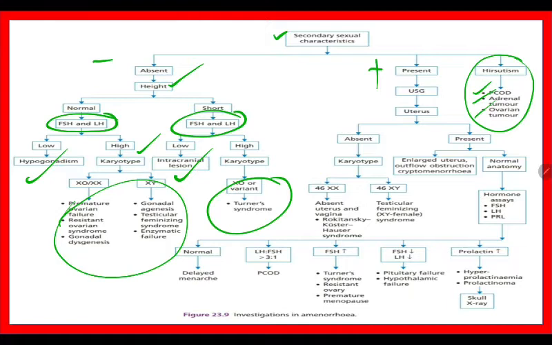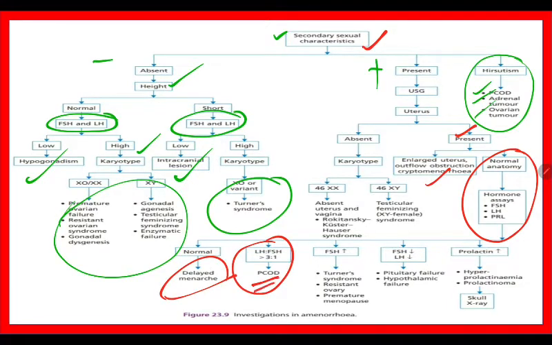Now, if she presents with secondary sexual characters, then check whether the uterus is present or not. If the uterus is present, there could be an enlarged uterus with obstructed outflow, that is cryptomenorrhea, or it could be a normal uterus. In that case we go for hormone assay: FSH, LH, prolactin. If everything is normal, there is delayed menarche. If LH is more, it points towards PCOD. If FSH is more but estrogen is not produced, the pathology is at the ovary. If everything is low, FSH, LH and prolactin, the pathology is at a higher level.